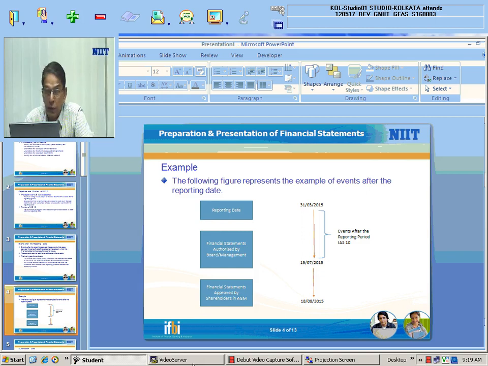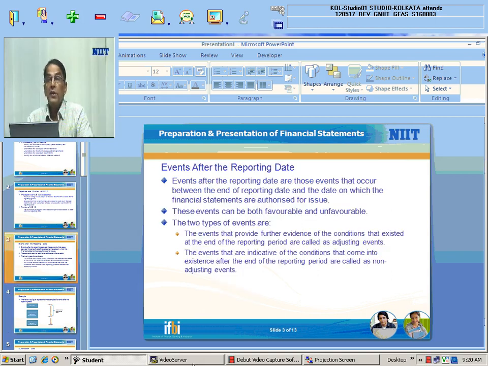That is the definition. So I am going back to slide number 3. The example is in slide number 4. I am taking you back to slide number 3. So please see the definition. Events after the reporting date are those events that occur between the end of the reporting date and the date on which the financial statements are authorized for issue. Let me know when you are done with this slide.